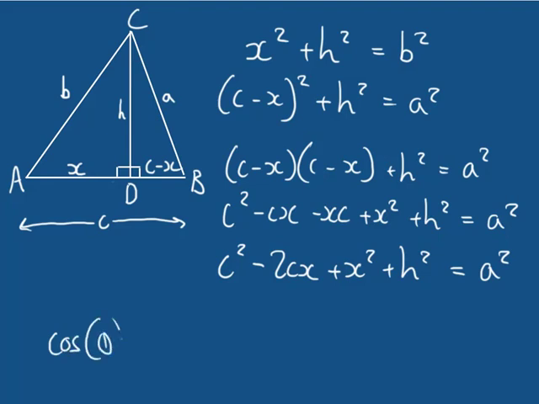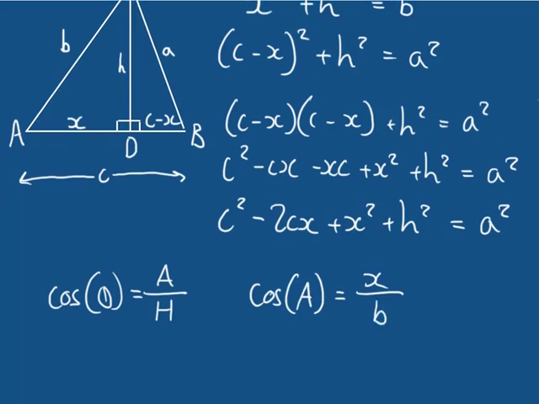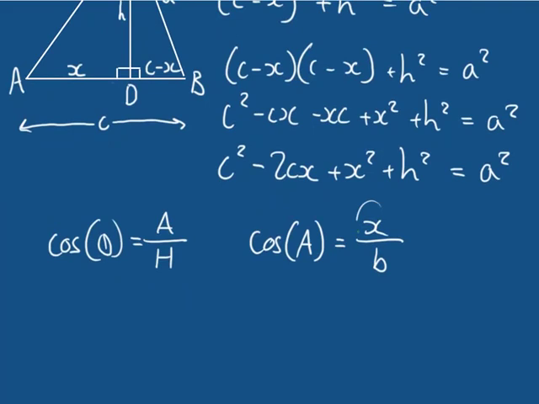We know that our cosine ratio is that the cosine of an angle is equal to the adjacent over the hypotenuse. Well, in this case, we're dealing with angle A, so the cosine of angle A is equal to the adjacent, here is our x, and the hypotenuse is b. So the cosine of A is equal to x over b. Allow me to rearrange this to find the value of x. So x is equal to b cosine of A.